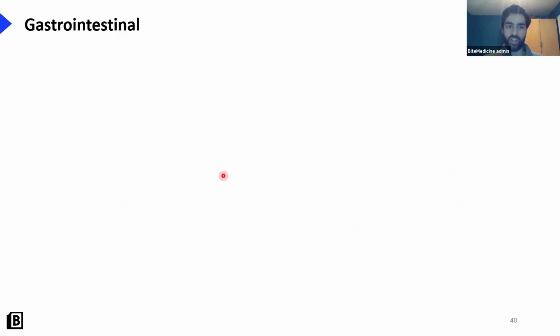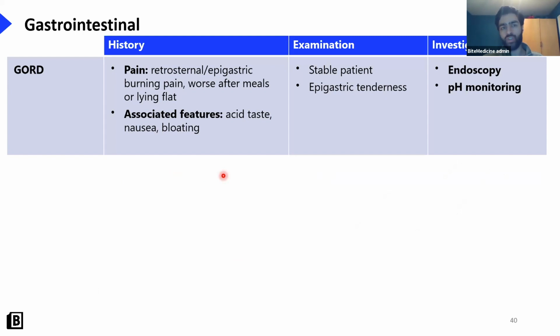That's the distinction you want to make because most gastrointestinal causes of chest pain aren't serious. So reflux, how does it typically present? Retrosternal or epigastric burning pain, worse after meals or lying flat. Patients typically taste acid at the back of their mouth, they feel sick, they're vomiting, and they're bloated. So going back to the case, the patient woke up at night with the pain. And that's significant because reflux is worse when patients lie flat. Patients are typically stable. They might have some pain in the epigastrium.